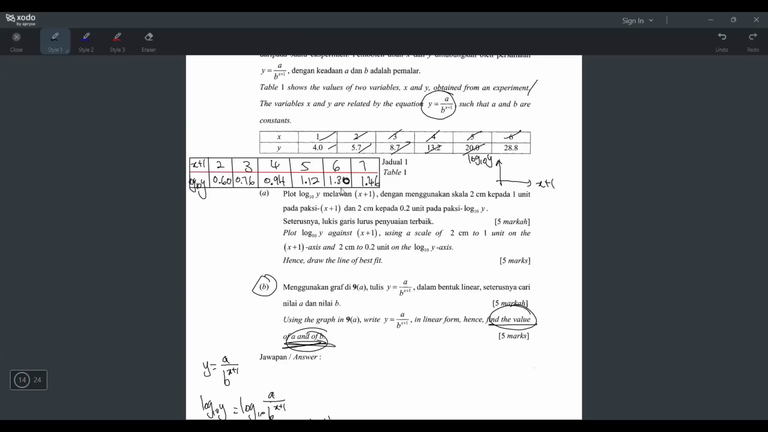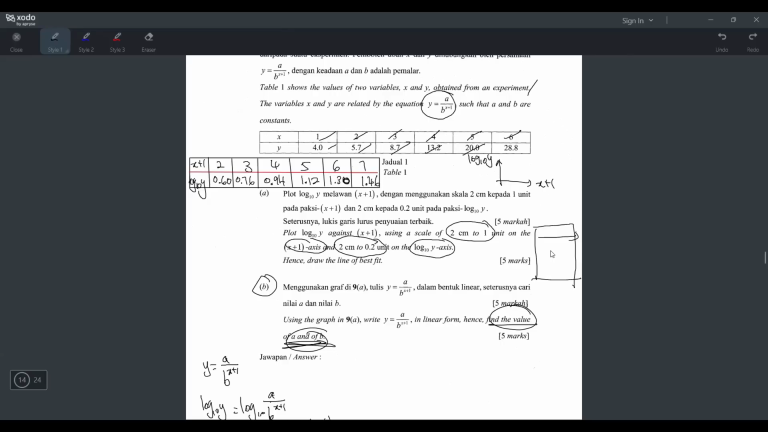Now we can plot the graph. So they say plot log 10y against x plus 1 using the scale 2 cm to 1 unit on the x plus 1 axis, 2 cm to 0.2 unit on the log y axis. Draw the line of best fit. Before I go to the graph paper, let's discuss where I should put my origin first. Kita kena discuss dulu mana saya kena letak saya punya kosong-kosong. So where do you want to put your cross? Do you want to put it here or you want to put it here?